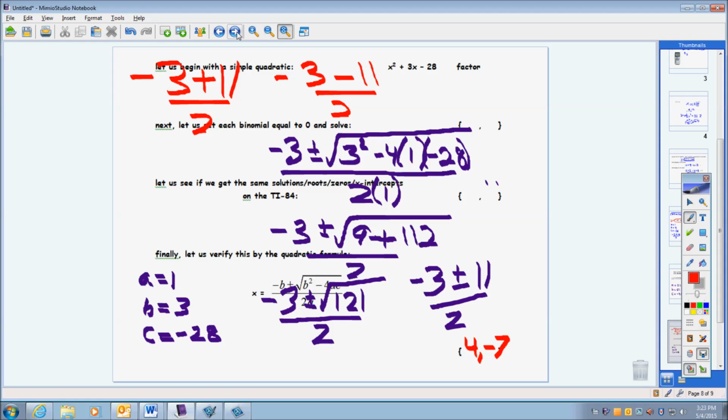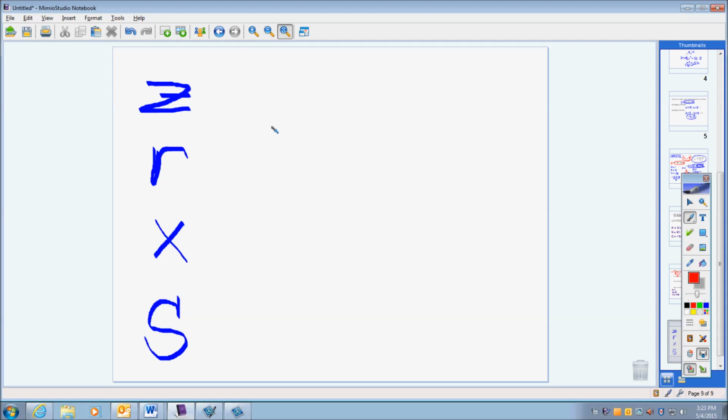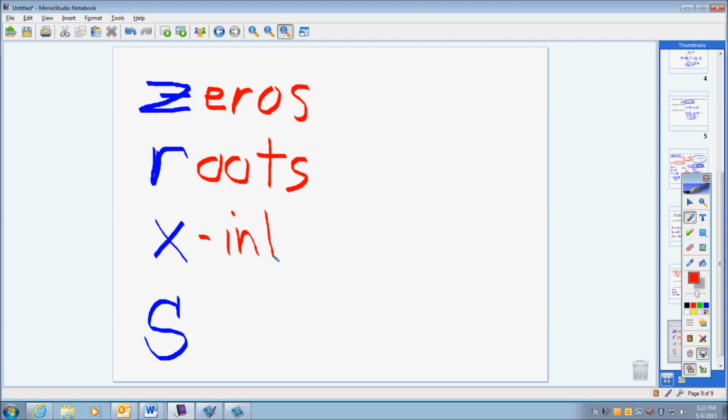It really is. Okay, final thing I want you to know is ZERKS. Don't forget ZERKS. Z is zeros. These all mean the same thing. So if you find the zeros, you're actually finding the roots. If you find the roots of the quadratic, you're also finding the x-intercept. I'm just going to go int. And of course, if you're finding all three of these, you're finding the solutions.